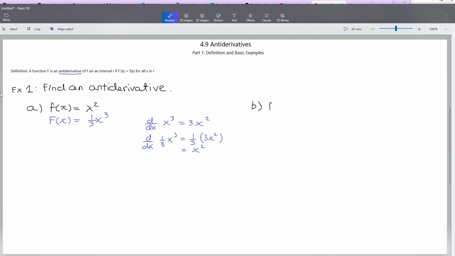Okay. Let's look at another example that we'll be able to just figure out what has that derivative. Something like f of x equals x to the 5th. Again, we're going to be using the power rule. So we know that the antiderivative is going to have 6 as its power.